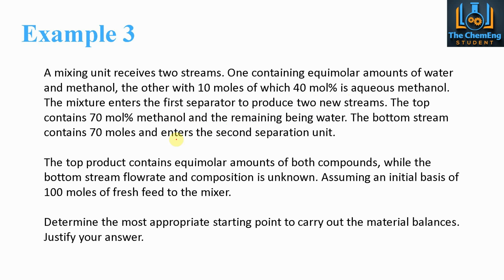Now the bottom stream contains 70 moles and enters the second separation unit. Now the top product from the second separation unit contains equimolar amounts of both compounds, while the bottom stream flow rate and composition is unknown. Now, assuming an initial basis of 100 moles of the fresh feed to the mixer, we need to determine the most appropriate starting point in order to carry out the material balances, and we need to justify our answer. So we can't just turn around and say this is the best one. We need to justify it by carrying out the degree of freedom analysis.